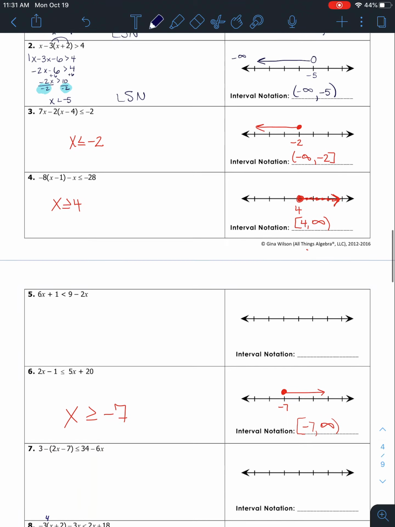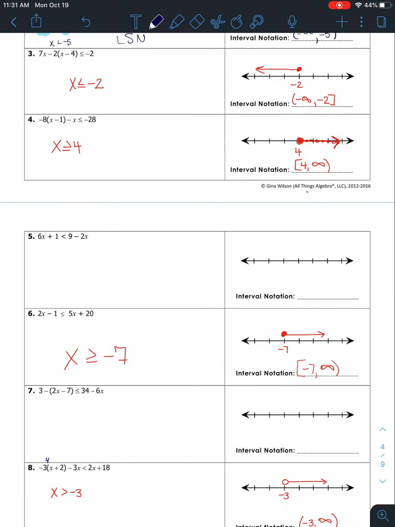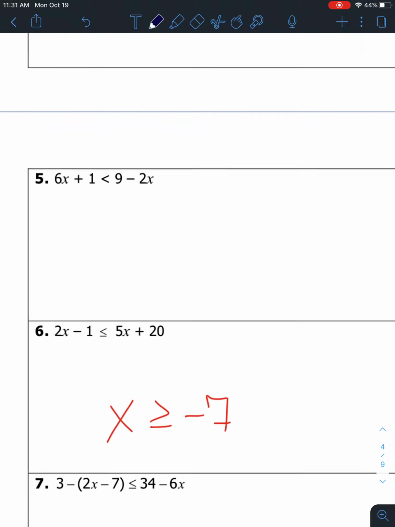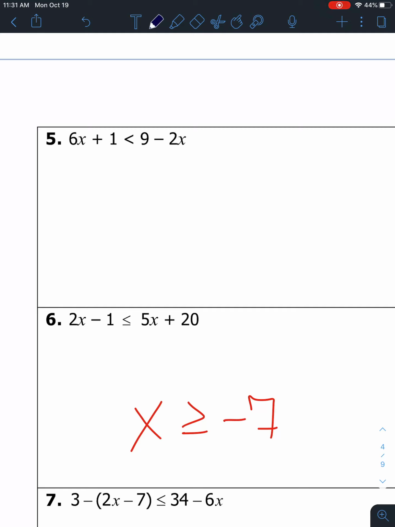3 and 4 I'm not going to work out for you. Here are your answers. Go ahead and work them all by yourselves and check them out. You'll see here that we have closed circles, so with closed circles we get brackets. So make sure you double and triple check yourselves on those. Let's jump into 5. So 5, now we have x's on both sides, so we have to move 1.